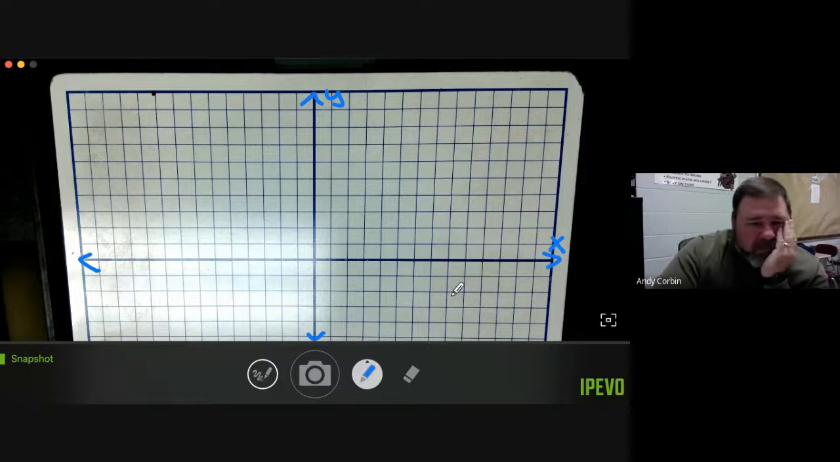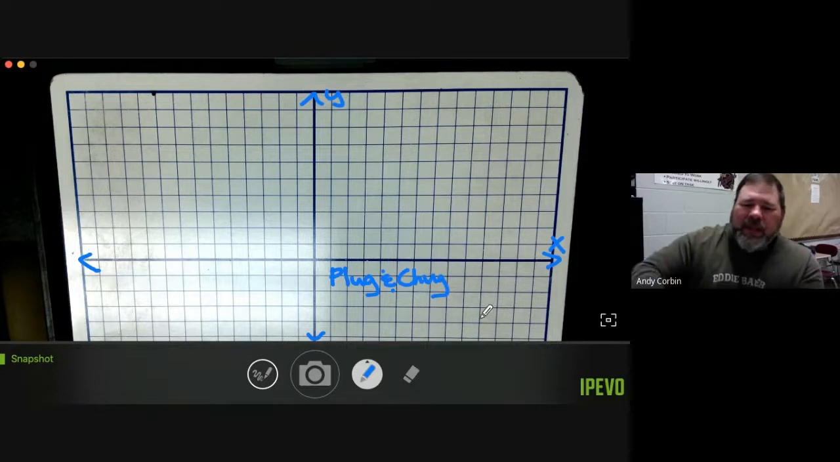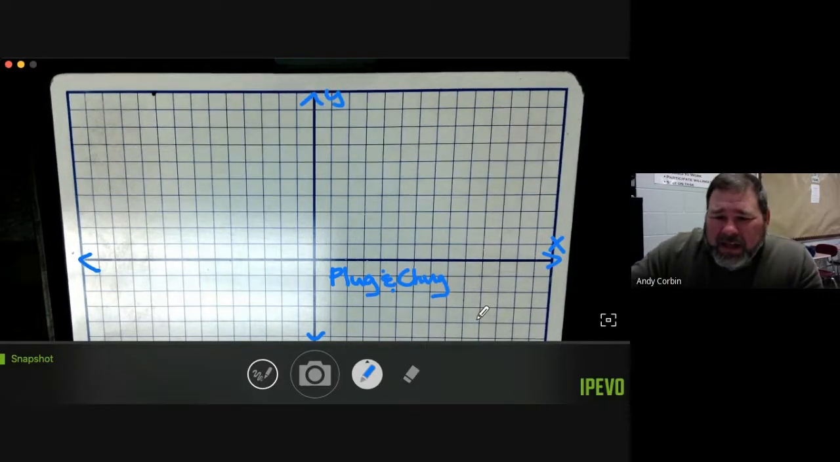And so this thing is called Plug and Chug. And you can go ahead and laugh at that name. I did. But Plug and Chug is kind of like the original way to graph a linear equation. Okay, is it the fastest? No. Is it accurate? Well, it's a graph, so not always the most accurate, hand-drawn graph. But the great thing about Plug and Chug is it works with any equation.